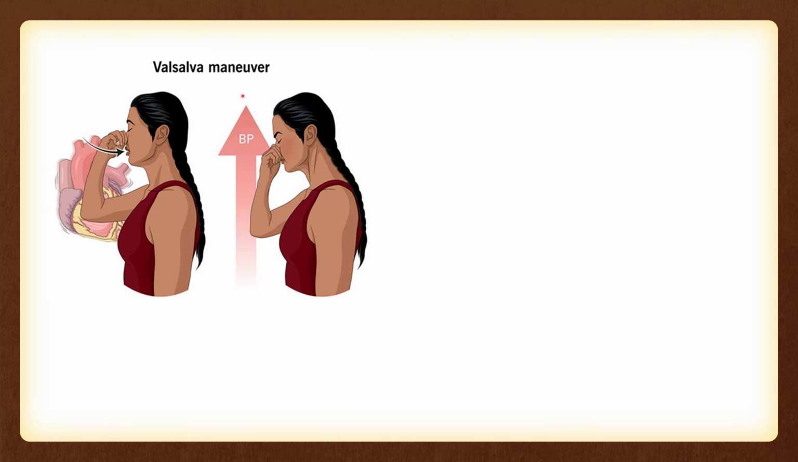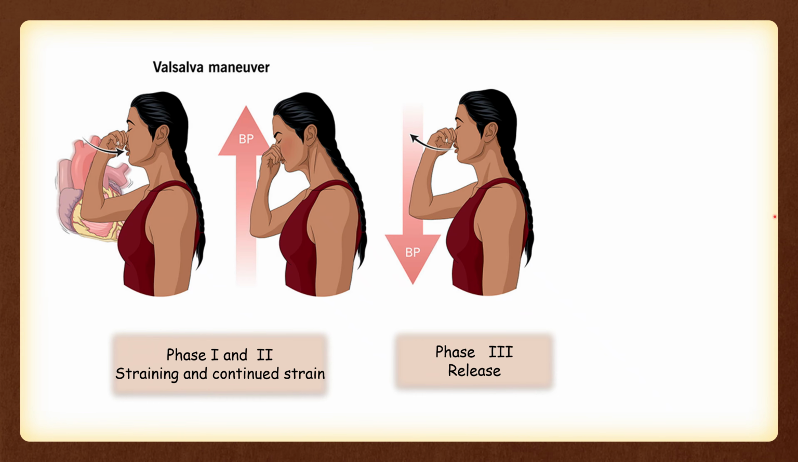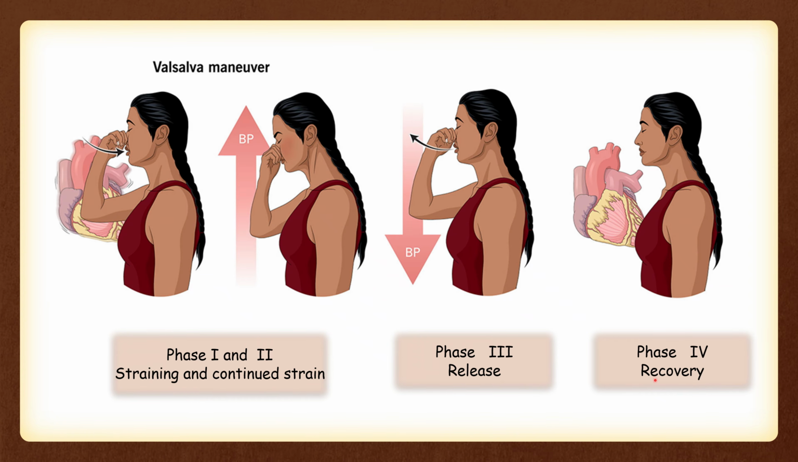So in this picture where I'm going to explain about the phases, forget about these parameters now. Here the girl is inhaling the air and against the pinched nose and closed mouth, she starts exhaling. This comprises phase 1 and phase 2 of the Valsalva maneuver, that is the straining and continued strain phase. And in phase 3, there is a release, that is she is exhaling the air, and phase 4 is the recovery phase.